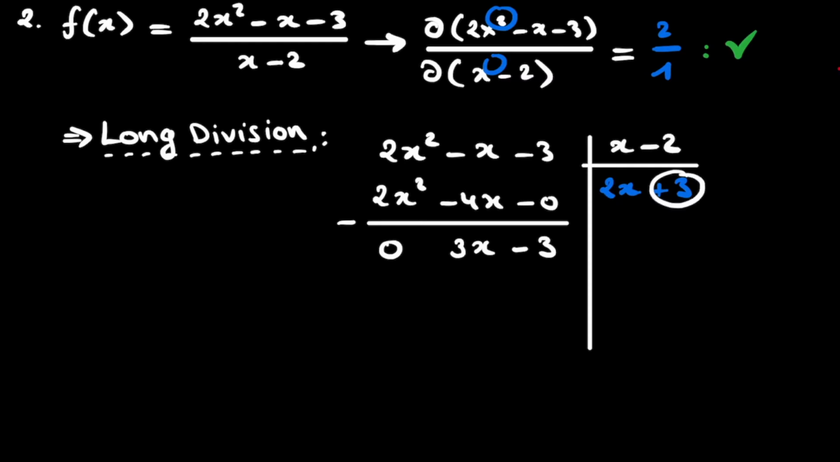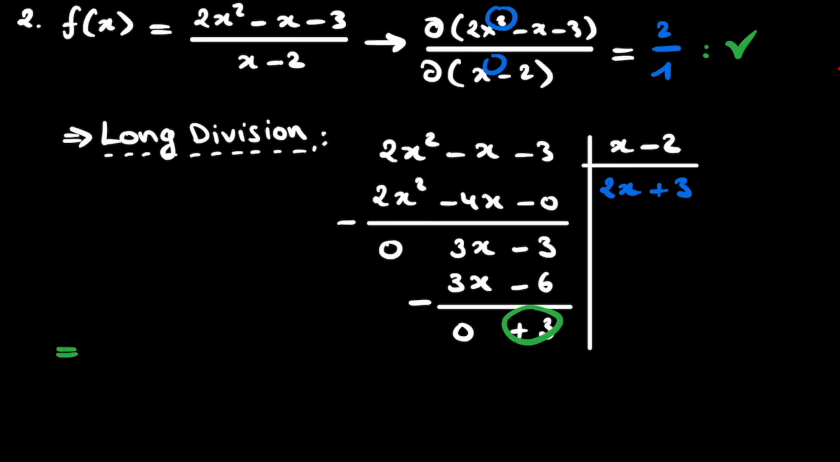And then we multiply this plus 3 with both of the terms in this polynomial. The first multiplication is plus 3 multiplied by x, which gives us, of course, 3x. Then we multiply this plus 3 with minus 2. This gives us minus 6. And again, we subtract these two polynomials. We get 0, minus 3, minus negative 6, which is, of course, minus 3 plus 6. And this gives us plus 3, which is our rest term.